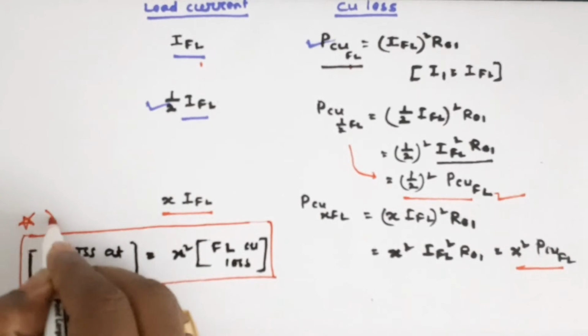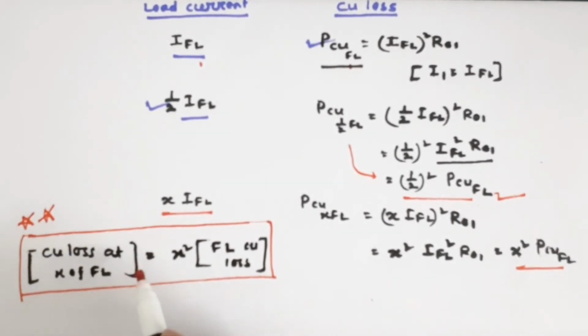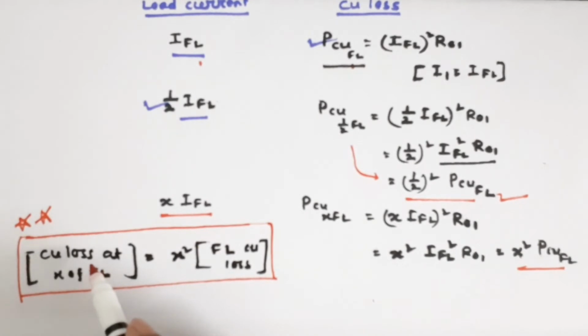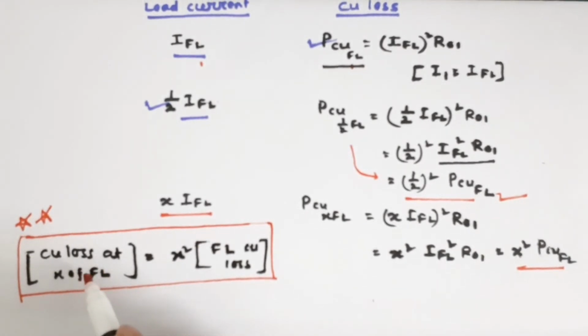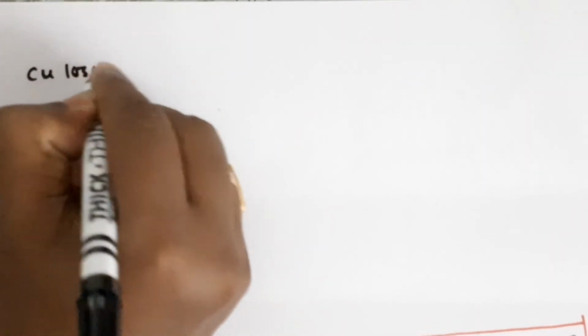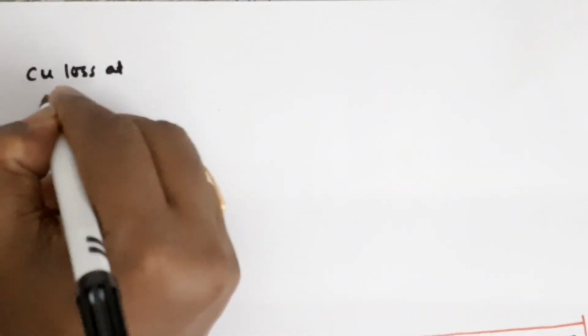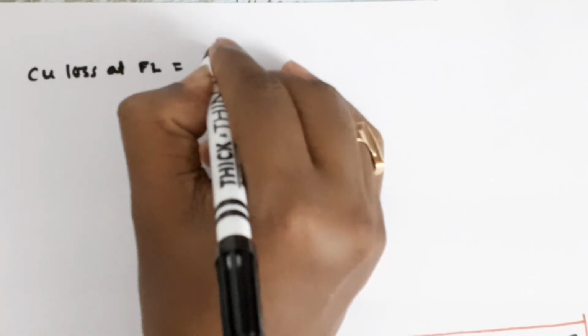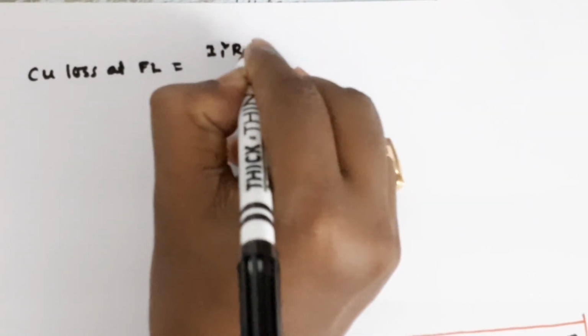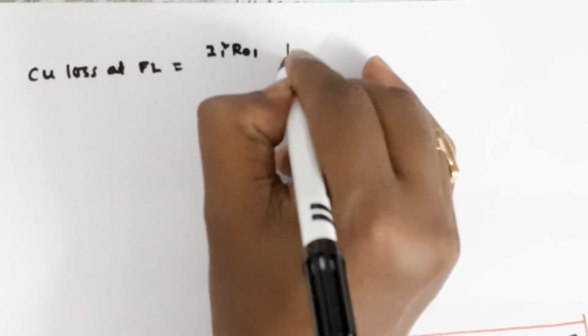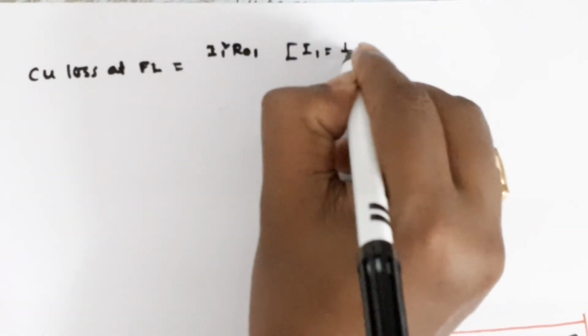This is a very important relation we should always remember. That means if the copper loss at any load current is given, then we can easily find out the full load copper loss using this formula. Now again, the copper loss at full load is given by I1 square into R01, where I1 is the full load current.